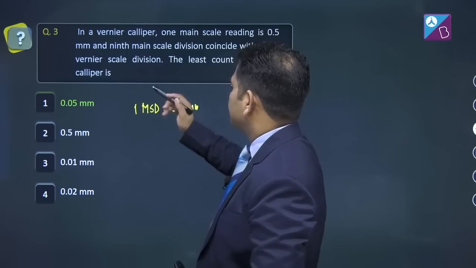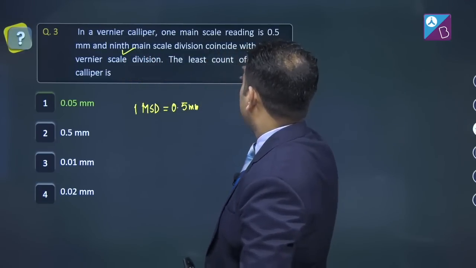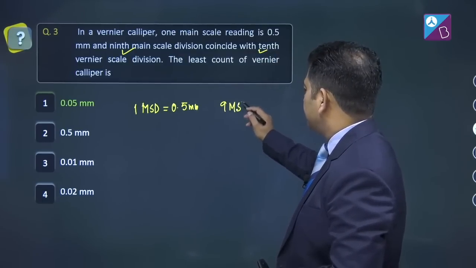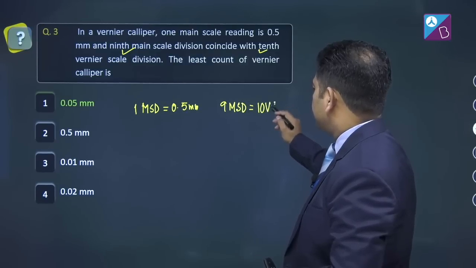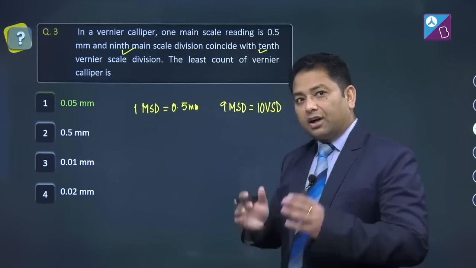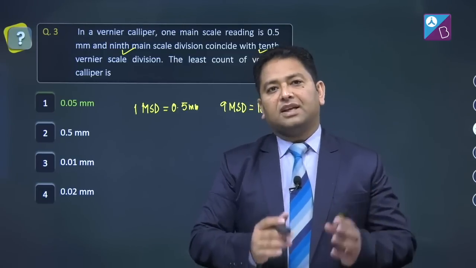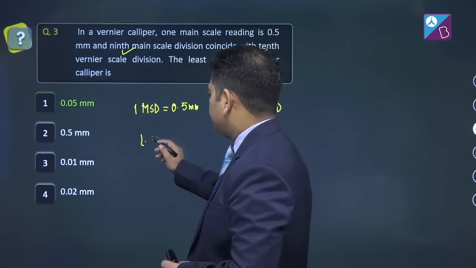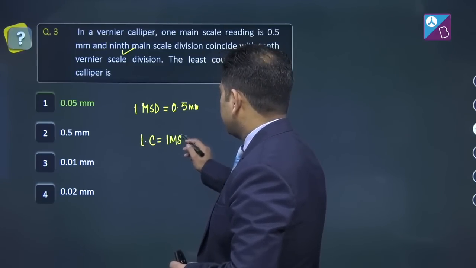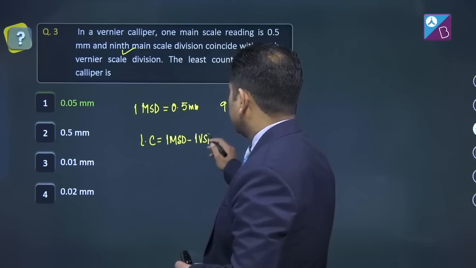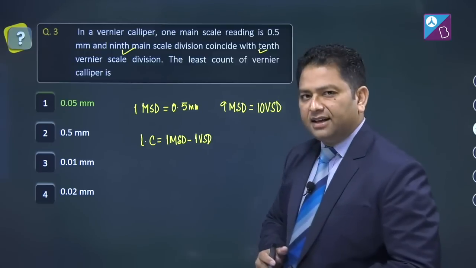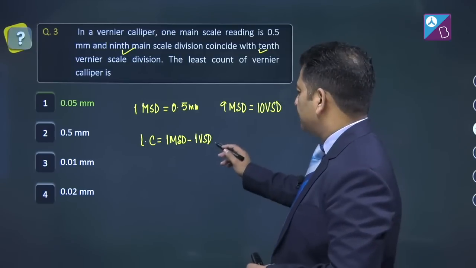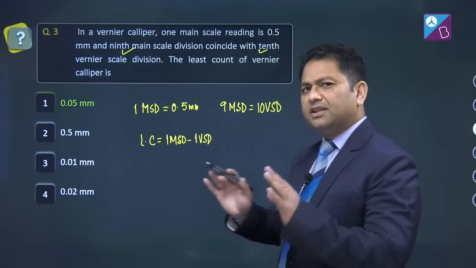और साथ ही साथ क्वेश्चन हमें ये कहता है 9th main scale coincides with 10th vernier scale, यानी 9 MSD is equals to 10 vernier scale division which is VSD. और हमें calculate करना है the least count of the vernier caliper. Well, by definition, the least count of the vernier caliper is 1 MSD minus 1 VSD. अब जहां तक MSD का सवाल है, the value of MSD has been given 0.5 millimeter. That means we got to calculate the value of 1 VSD. And the question is done.